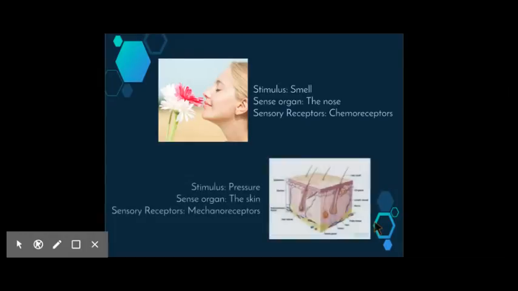And lastly, our final sense is obviously touch or pressure. So the skin is able to detect pressure, again, with mechanoreceptors, which are on the surface of our skin to detect pressure that occurs.